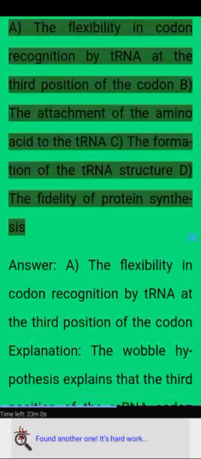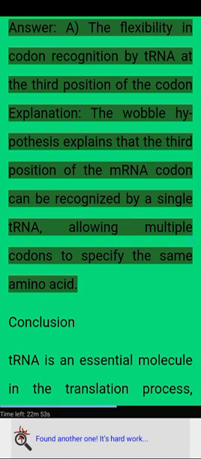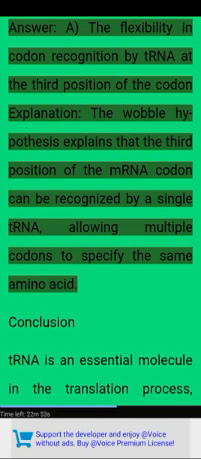The wobble hypothesis explains the flexibility in codon recognition by tRNA at the third position of the codon. Explanation. The wobble hypothesis explains that the third position of the mRNA codon can be recognized by a single tRNA, allowing multiple codons to specify the same amino acid.